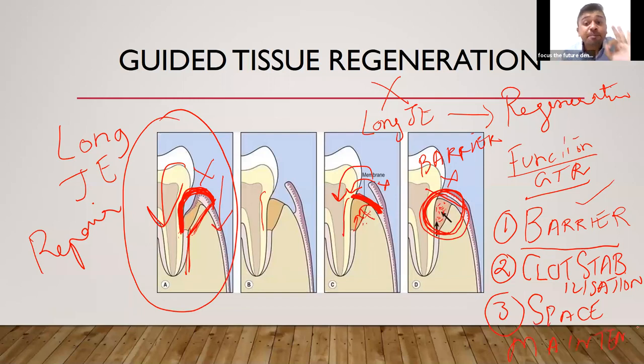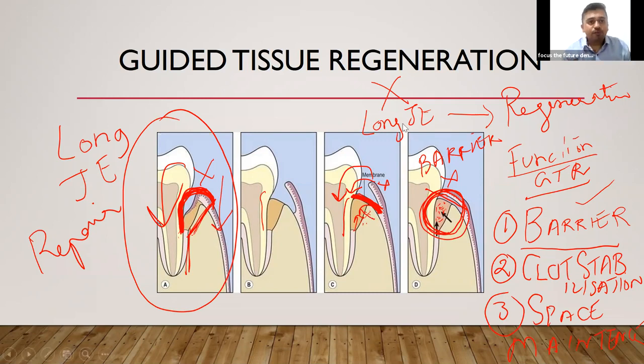Okay, so these are the three important functions of GTR. What is it doing? It is causing a barrier, a block. Second, clot stabilization. It is stabilizing the clot within the wound, which is very important for regeneration to occur. And third, it is maintaining that space so that whatever cells are required can come there and form new tissues for regeneration. I hope this is clear. What does GTR do, what is its function? It acts as a barrier, it does clot stabilization, and it does space maintenance.